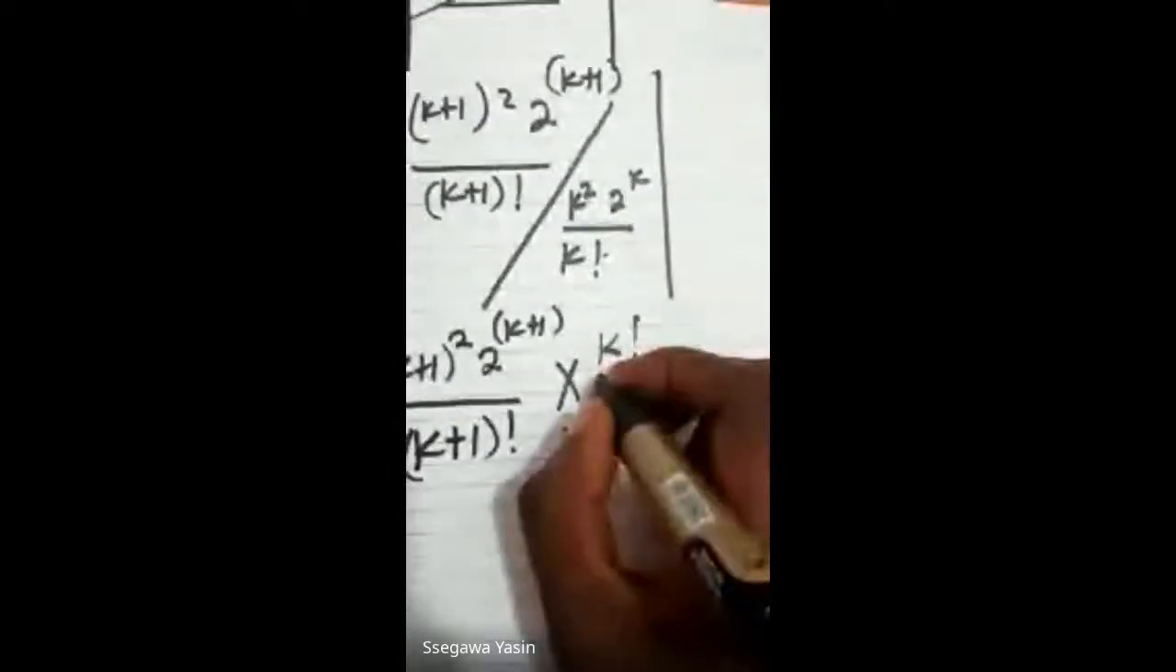Now you see, this one has been down, so it is going to go up, which is k factorial. Then this one which has been up is going to go down, over k squared times 2 power k. So this is the thing remaining there.